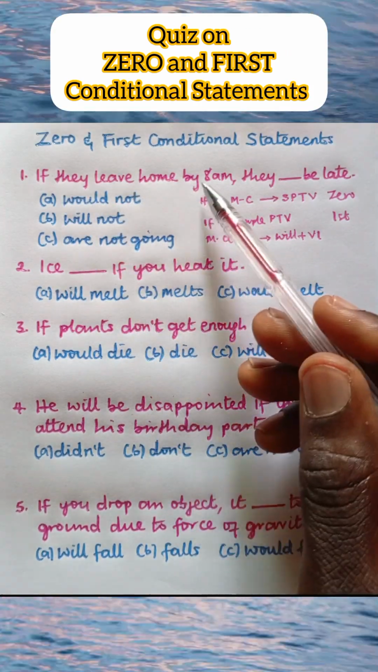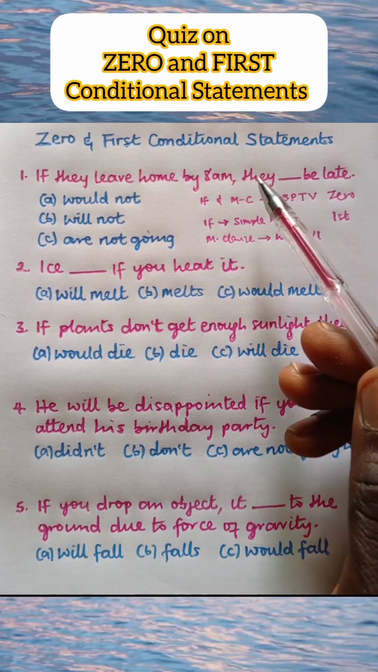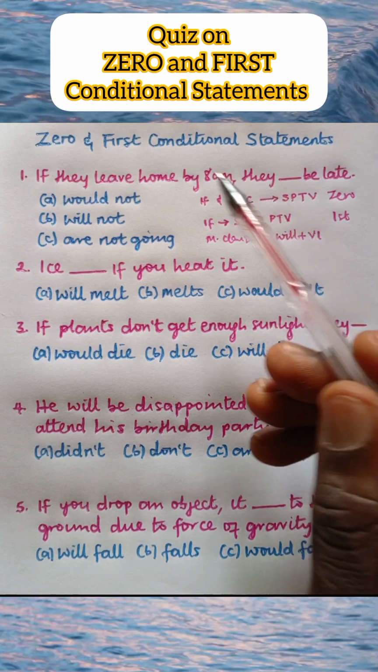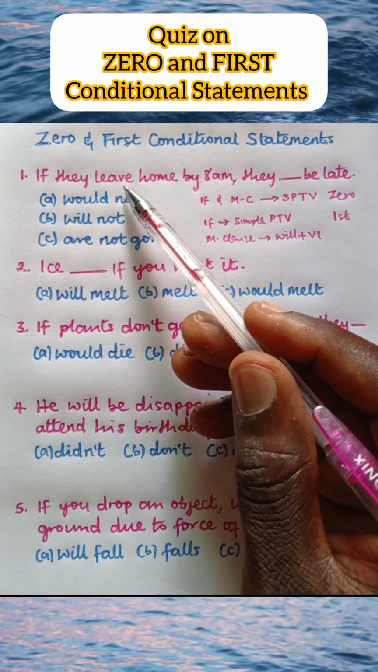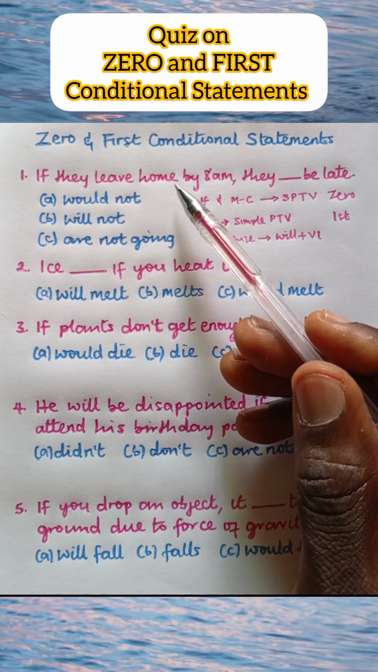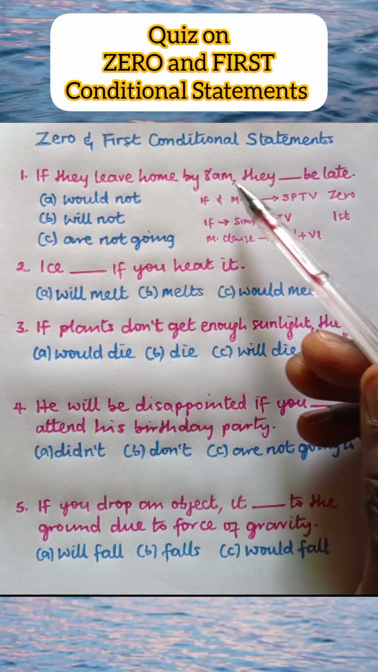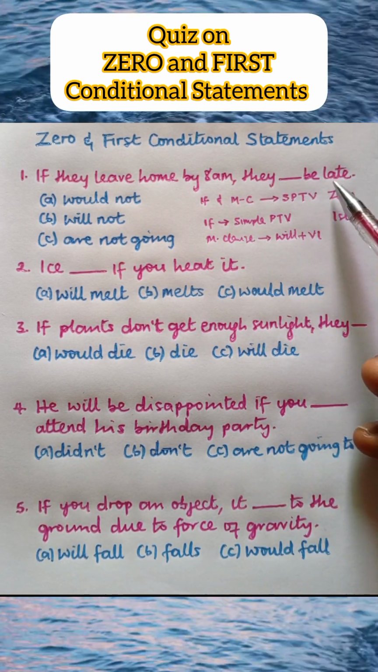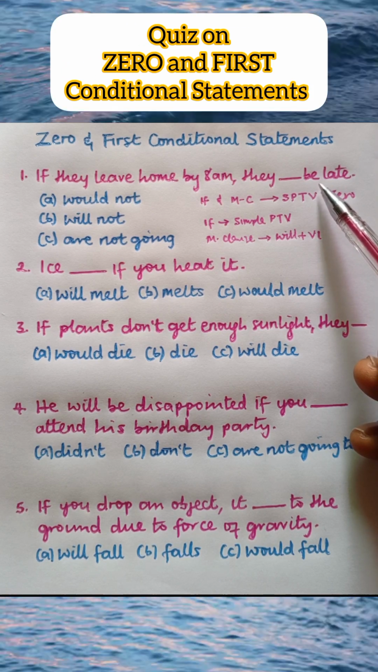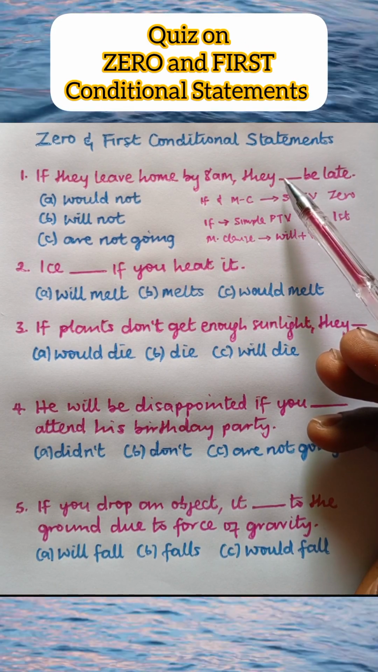If they leave home by 8 a.m., the blank be late. Now it is the main clause that contains the blank. So we look at the verb in the if clause, which is leave. Leave is a simple present tense verb, which means this statement could either be zero conditional or first conditional. But then look at this. If they leave home by 8 a.m., their being late is not a must. It is a statement of probability. They could be late or not be late. So this is a first conditional statement, in which case the verb required here is the simple future.